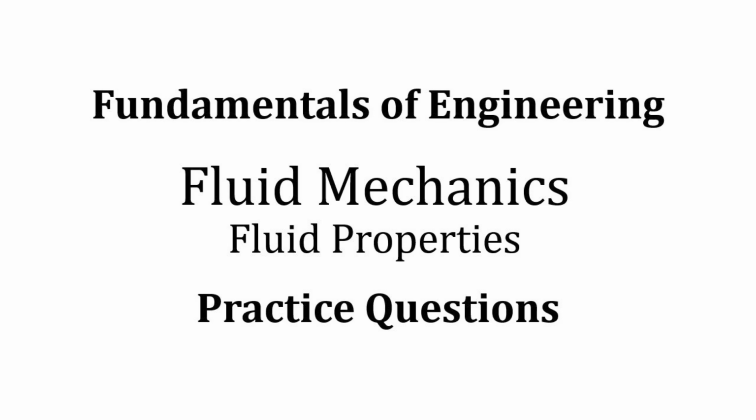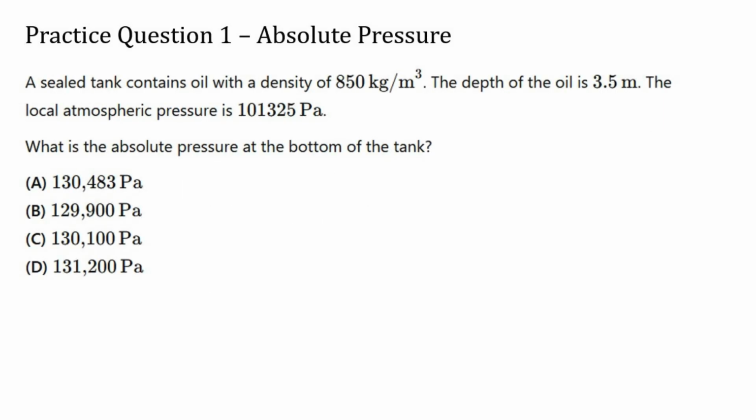Moving on, let's get started with some fluid mechanics practice questions. Practice question 1. A sealed tank contains oil with a density of 850 kilograms per cubic meter. The depth of the oil is 3.5 meters. The local atmospheric pressure is 101,325 pascals. What is the absolute pressure at the bottom of the tank?